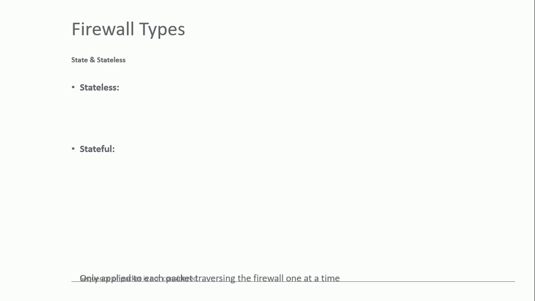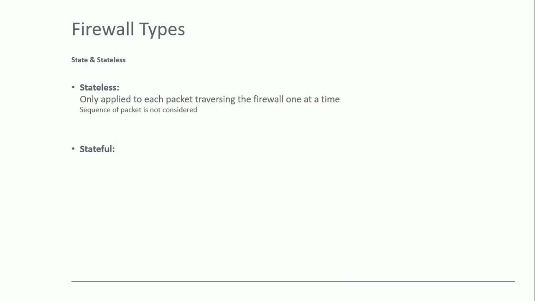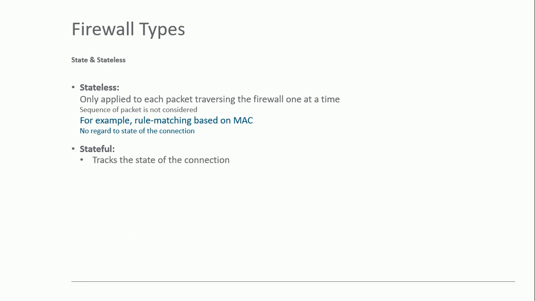There's stateless and stateful. Stateless is a rule that's applied to each packet, so it's at the packet level, right? Stateless is a packet level rule, which means it's looking at things at the IP level. It doesn't care about the sequence, it doesn't care about acknowledgments, it doesn't care about any of that stuff. Stateless could be at the MAC level or the IP level, but generally not at the TCP level, although it could be.